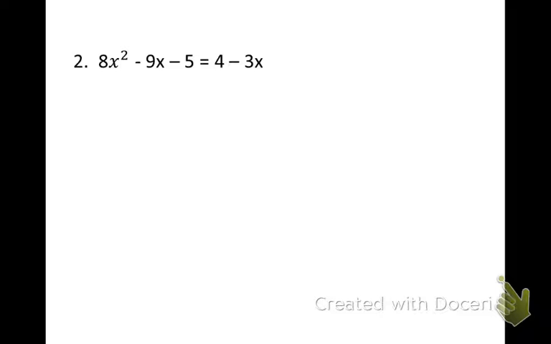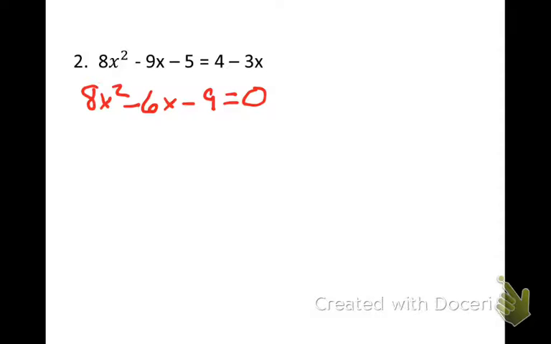Alright, again, I need to get it set equal to 0, and I want my x squared positive, so I'm going to bring these two over here. So I'm going to have 8x squared. To get rid of this minus 3x, I need to add 3x. So if I add 3x to a negative 9x, I'm going to get negative 6x. I want to get rid of this 4, so I'm going to subtract 4, and it gives me negative 9 equals 0. Do I have anything in common in 8, 6, and 9? Not in all of them, no.